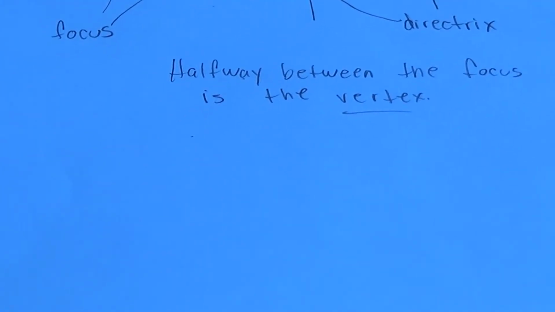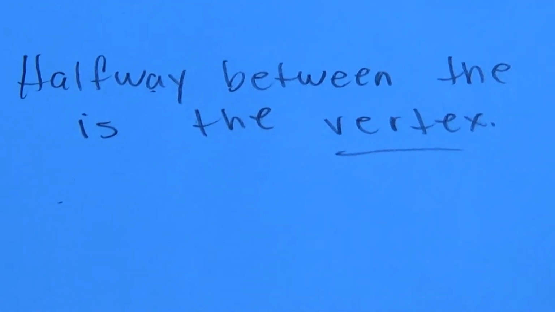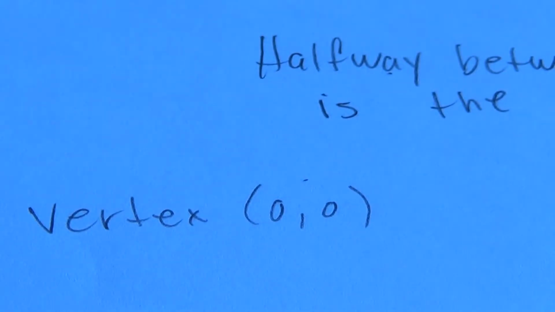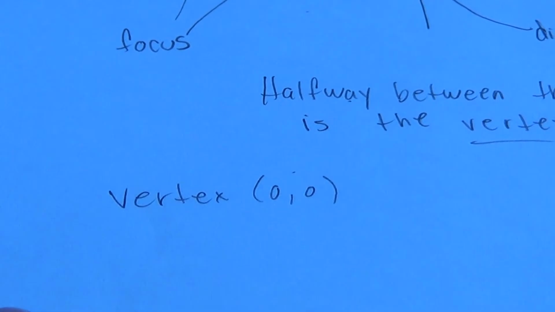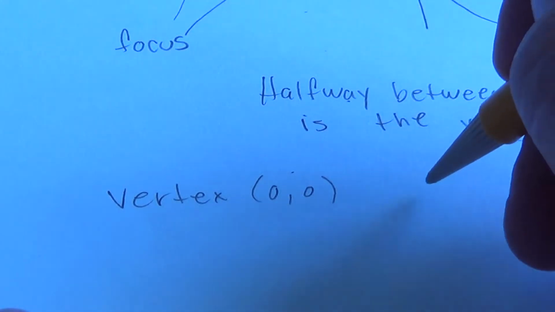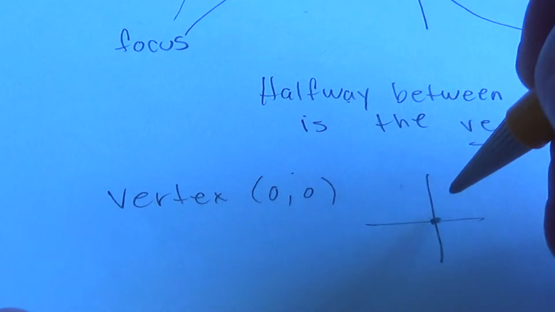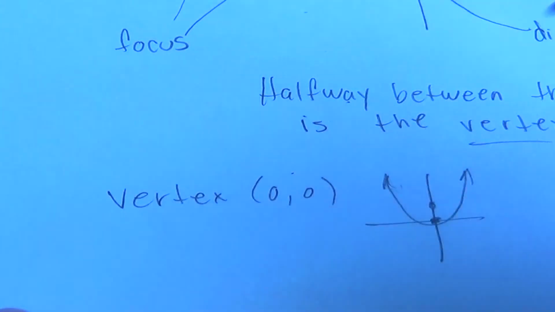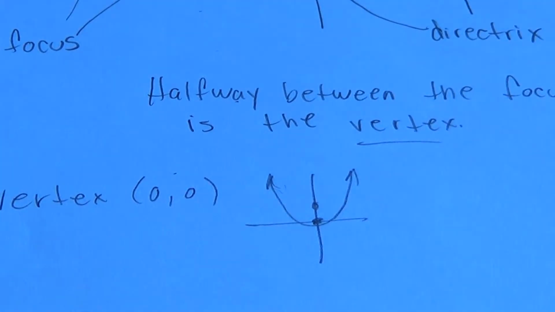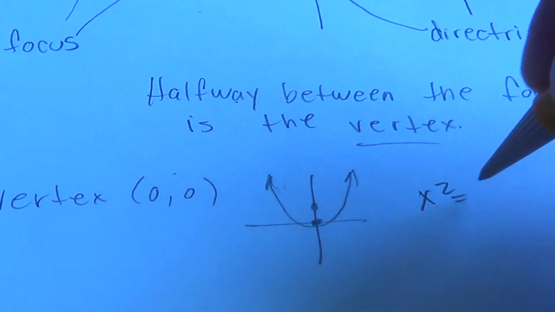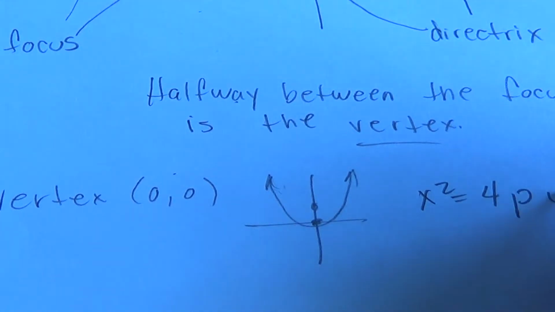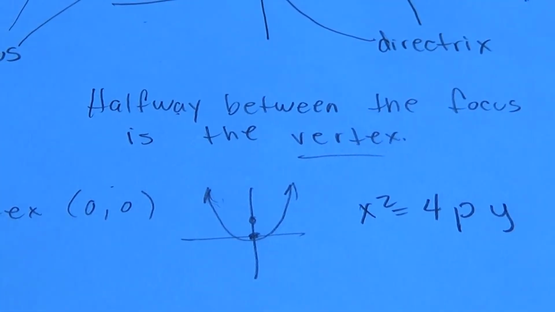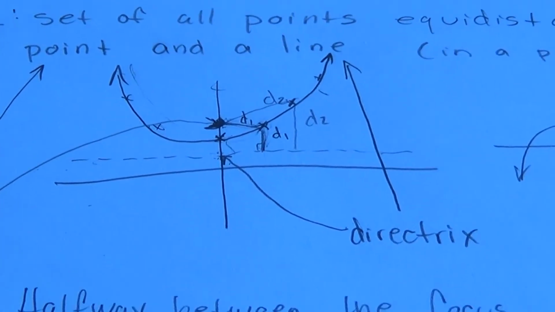The simplest formula is when the vertex is at 0, 0. So when the vertex is at 0, 0 and it opens upward like this, we're going to have the vertex at 0, 0, the focus somewhere like that, and it opens upwards. The equation for that is x squared equals 4py. Let's go back to our original picture up here and find p.